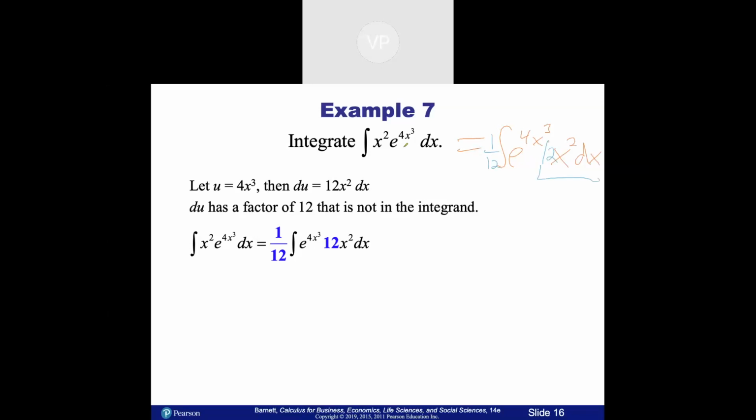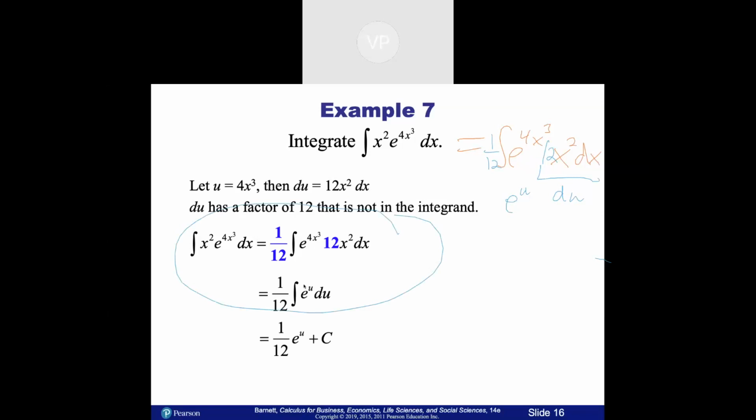And now I have everything here as my du. And then that's going to become an e to the u, as you see on our next step right here. There it is: 1/12 e to the u du. Now we integrate that. Remember, this is the easy part. The integral of e to the u du is just e to the u, just like that. All the work is this stuff up ahead. It's not going to be the integration.